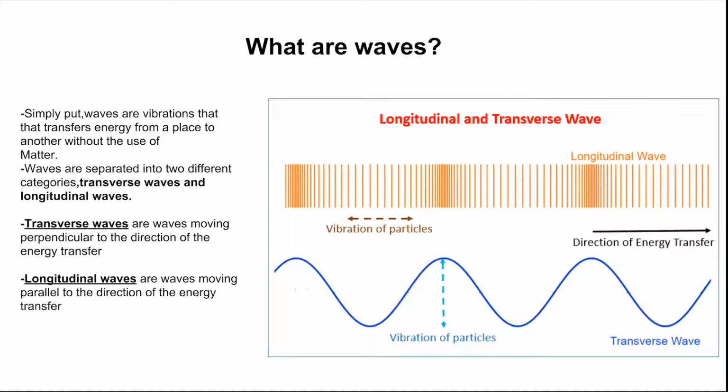So, what are waves? Simply put, waves are vibrations that transfer energy from one place to another without the use of matter. Waves are separated into two different categories, transverse waves and longitudinal waves. Transverse waves move perpendicular to the direction of the energy transfer, and longitudinal waves move parallel to the direction of the energy transfer. To better understand this, you may look at the picture on the right.